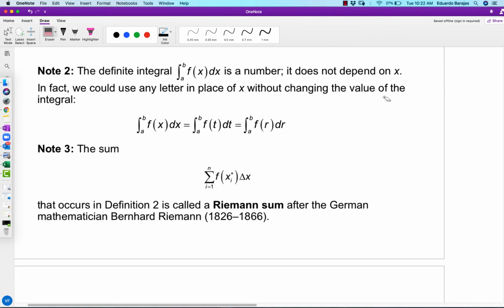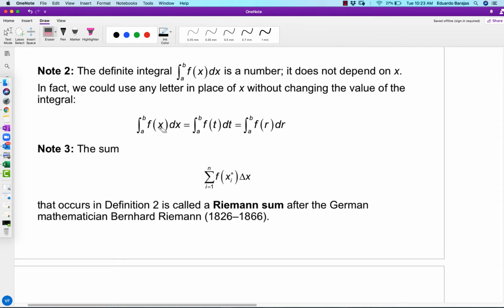Okay, note 2: the definite integral from a to b of f of x dx is a number. It does not depend on x. In fact, we can use any letter in place of x without changing the value of the integral. We call these dummy variables: f of x, f of t, f of r. It doesn't matter whether you use an x, a t, or an r. They can all be expressing the same thing.